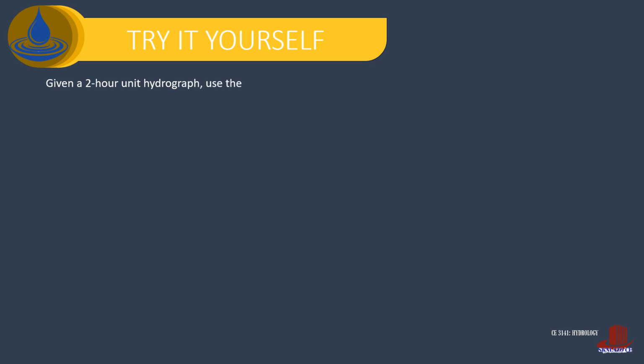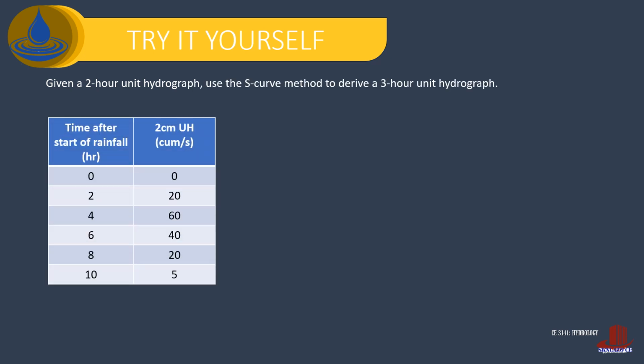Try this for your practice. Given a 2-hour unit hydrograph, use S-curve method to derive a 3-hour unit hydrograph. You can try solving using the linear interpolation estimation, where you should have the peak discharge at T12 with 46.7 cumecs per centimeter. Then proceed using the higher level interpolation. Good luck!